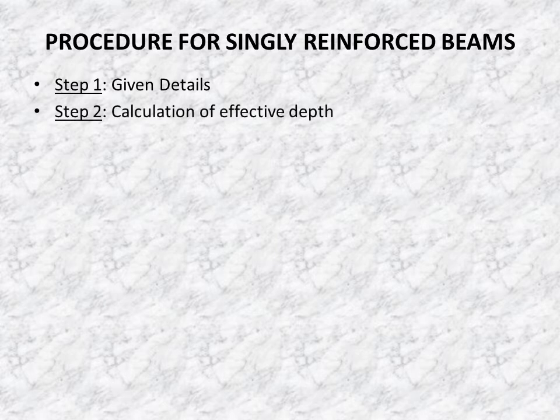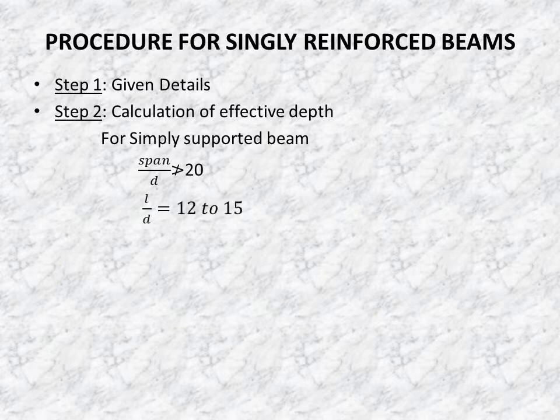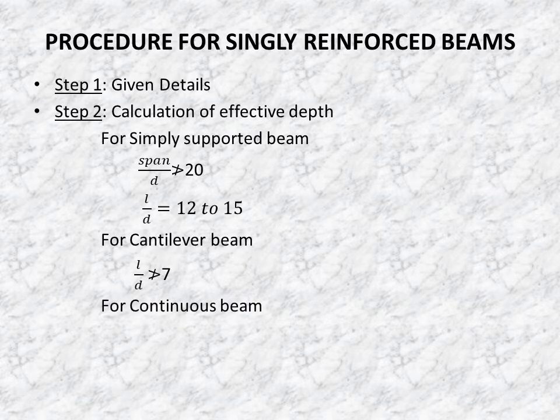Step 2, we calculate the effective depth. For simply supported beam, L by D less than 20. It has to be in the range L by 12 to L by 15. For cantilever beam, L by D less than 7. For continuous beam, L by D less than 26. These are the formulae that you have to keep in mind when calculating the effective depth.